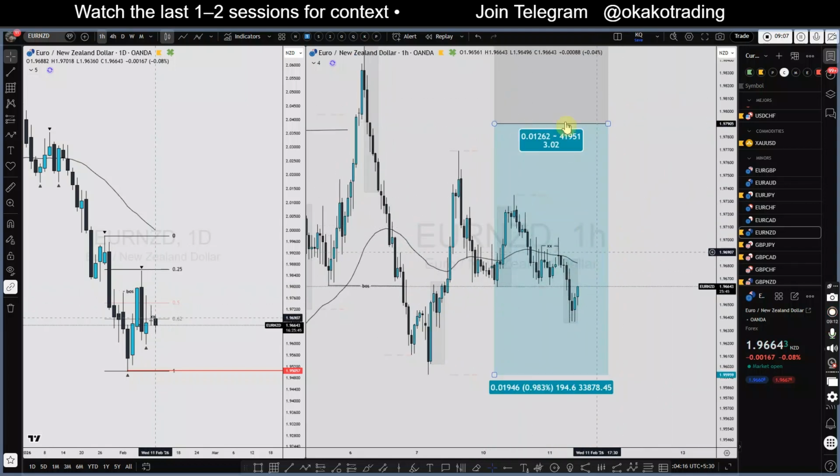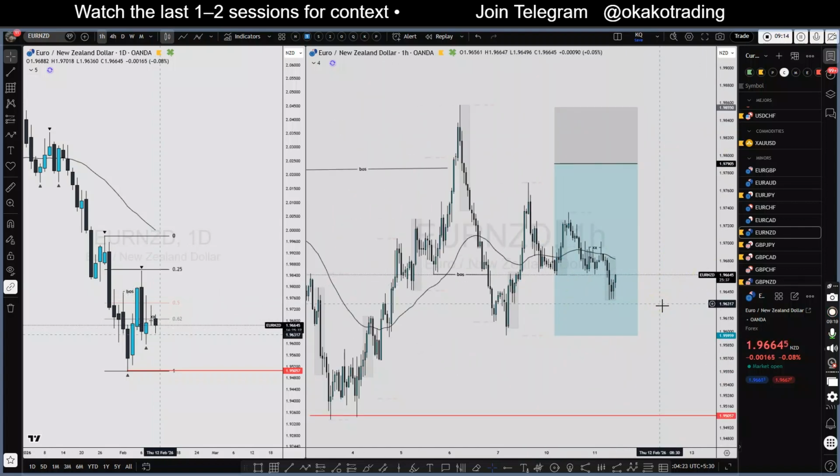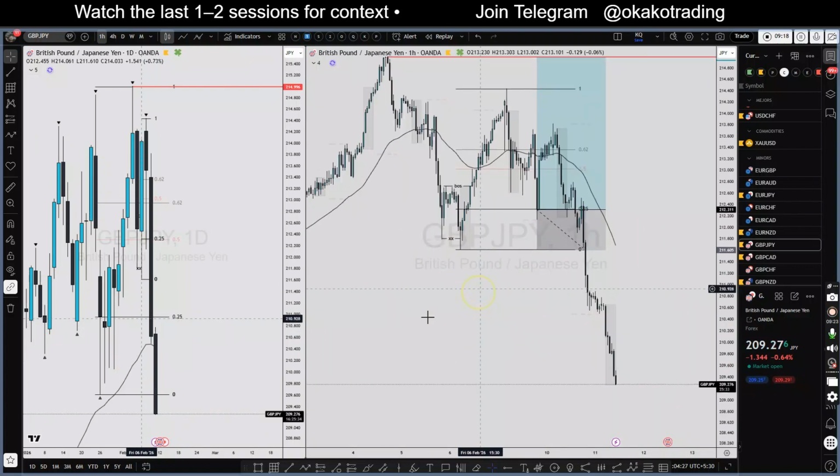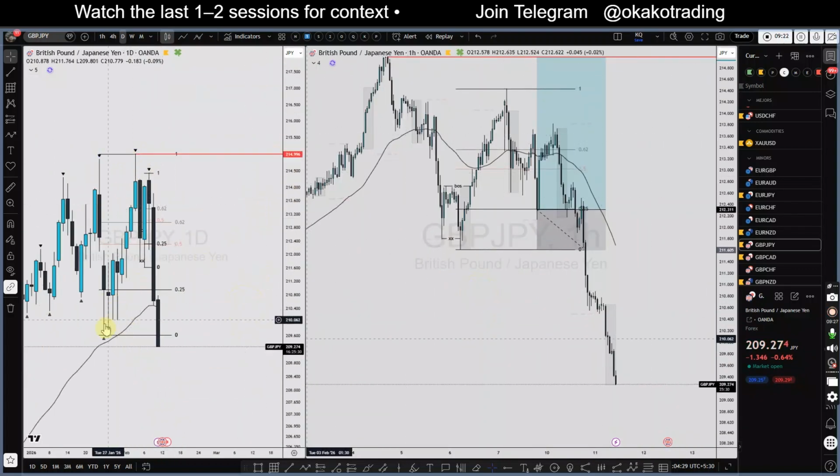I'll be waiting for price to show me a deeper correction towards upside around this level before we start looking for shorts. Right now, I'm just going to keep this in my eyes. And let's see what's going on in GJ. GJ just managed to create a new breakout structure towards the downside. So this is our new range.